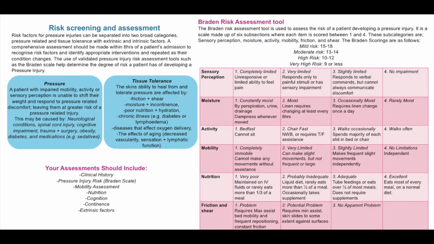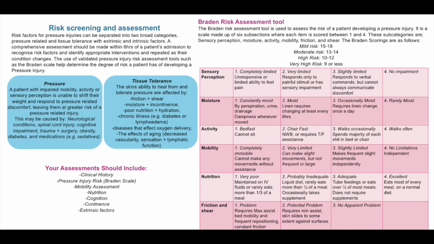Section 2. Risk screening and assessment. Risk factors for pressure injuries can be separated into two broad categories: pressure-related and tissue tolerance, with extrinsic and intrinsic factors. A comprehensive assessment should be made within 8 hours of a patient's admission to recognise risk factors and identify appropriate interventions, and this should be repeated as their condition changes. The use of a validated pressure injury risk assessment tool, such as the Braden scale, can help determine the degree of risk a patient has for developing a pressure injury.